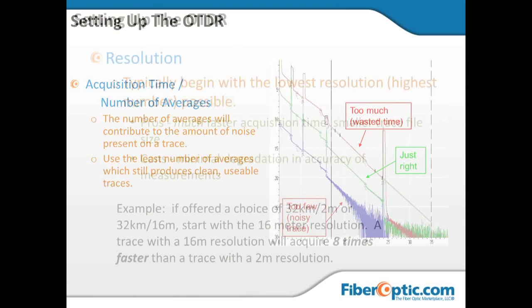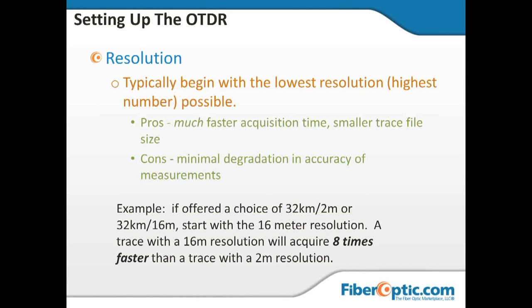Now, resolution. This is your dots per distance, how close together the data points are. As we were talking earlier, the lower resolution, which is your highest number, your highest distance, is what you want to go with, because it is much faster and it is a vastly smaller trace. That file size can matter.